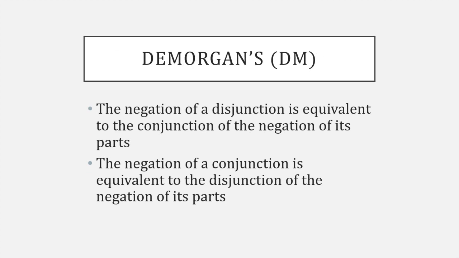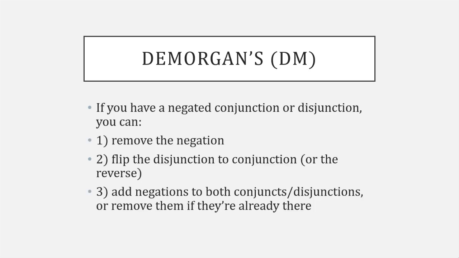All right. Here's one that you're going to use a lot. This one you should learn pretty well. In natural language, this says, the negation of a disjunction is equivalent to the conjunction of the negation of its parts. And of course, conversely, the negation of a conjunction is equivalent to the disjunction of the negation of its parts. Ugh. All right, don't worry about that.